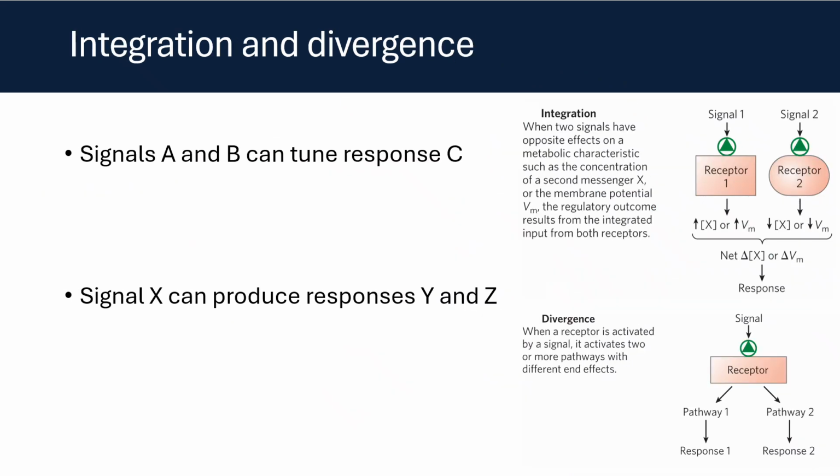Integration and divergence are the hardest characteristics to grasp in my opinion, but this is why I shared that story about those ill-fated TNF clinical trials. Decades ago, for example, we didn't fully grasp how signaling pathways are integrated through crosstalk. Now we know that death ligand signaling is going to be in competition with survival signaling.